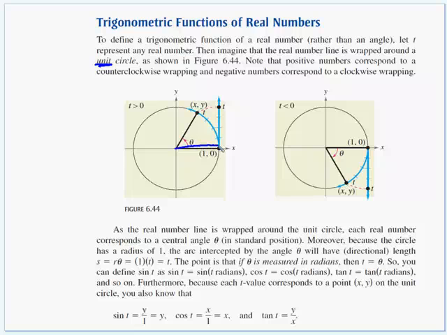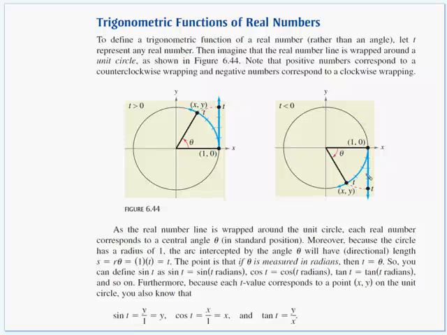So anywhere on this circle that we draw a radius, we know that that radius is length 1. That's our unit circle. Note that positive numbers correspond to a counterclockwise wrapping, just like when we opened our angles, and negative numbers are a clockwise wrapping. So here off to the side in blue, this is the real number line, 1, 2, 3, 4, and up. And we're going to start to wrap that number line around the unit circle, a circle of radius length 1.